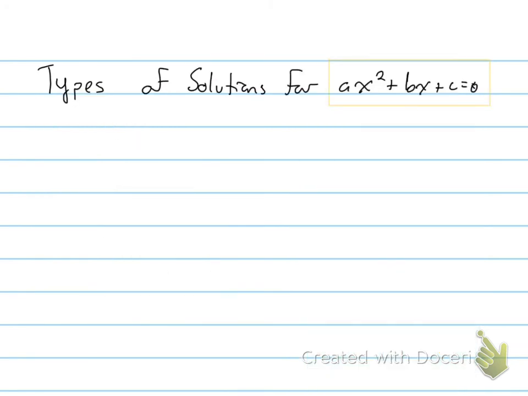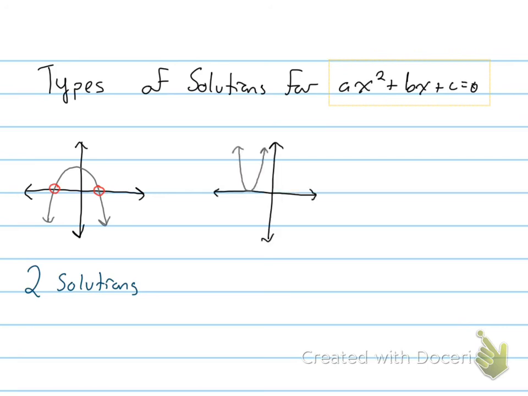The last thing that we'll talk about in this video is the different types of solutions that we can get for any ax squared plus bx plus c equals 0 equation. So the example that we just saw, we saw a graph where I crossed through the x-axis at 2 different points. And that's an example of having 2 solutions, which is why I got 2 different x values as my answer. There's also situations where maybe just your vertex hits the x-axis. So in that case, I would only have 1 solution.